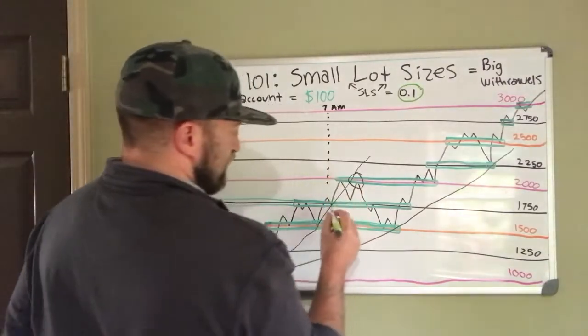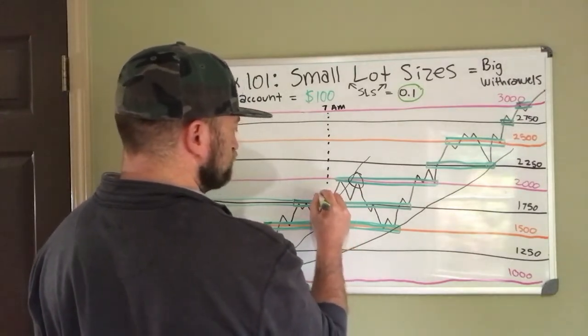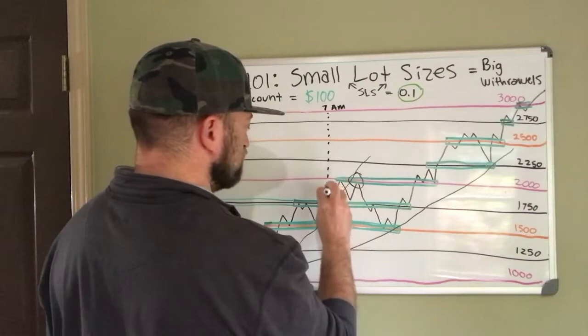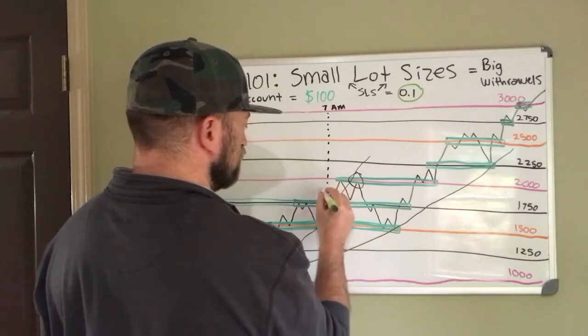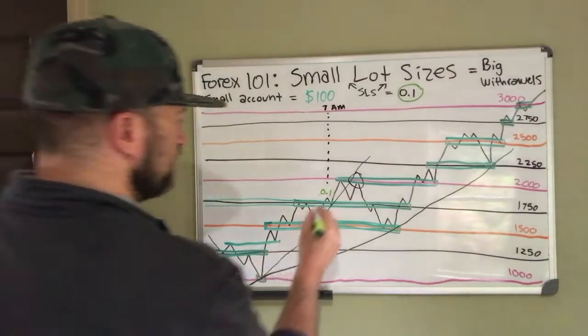But you wake up here, you're like, okay, this is a good place for an entry. So you take an entry right here. So you take a 0.01 or 0.1 lot, actually. 0.1 lot right here.